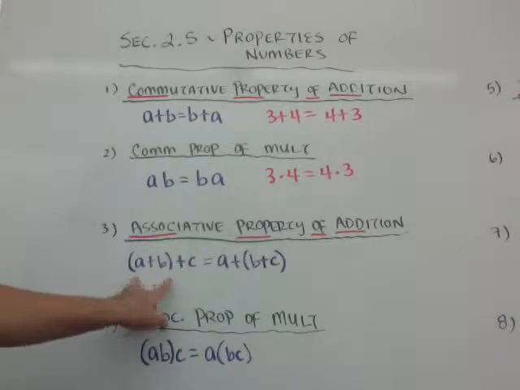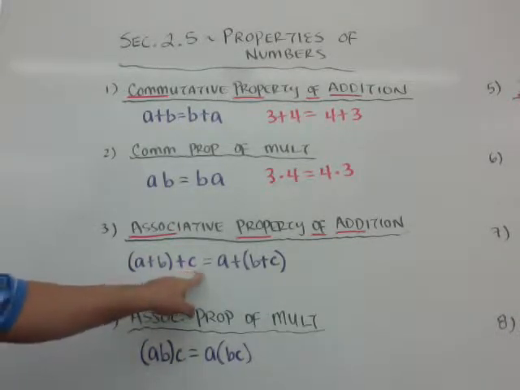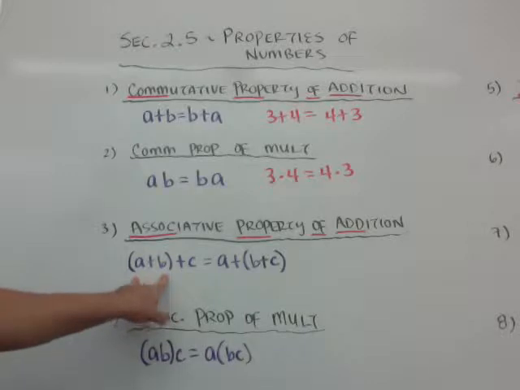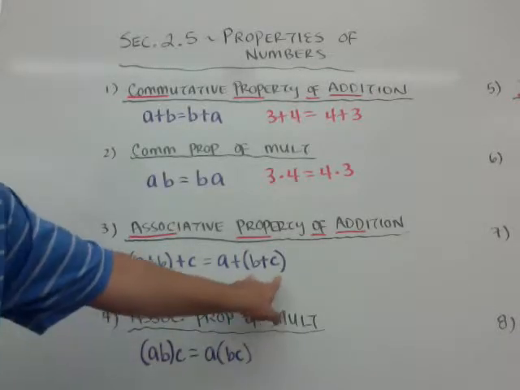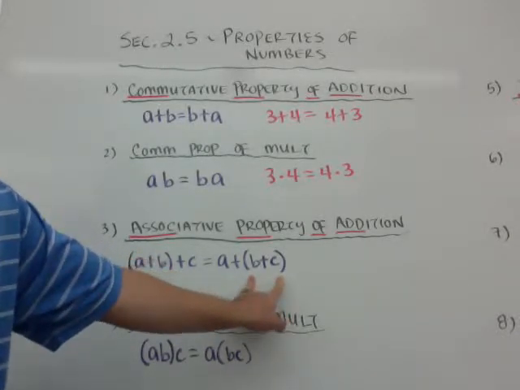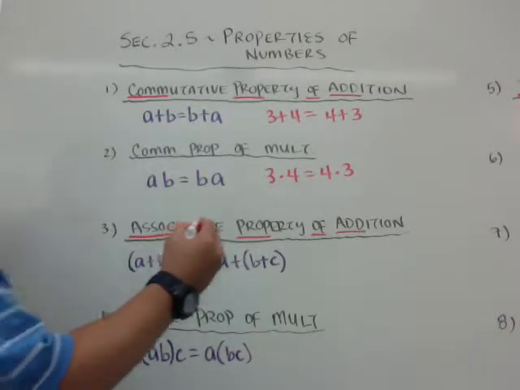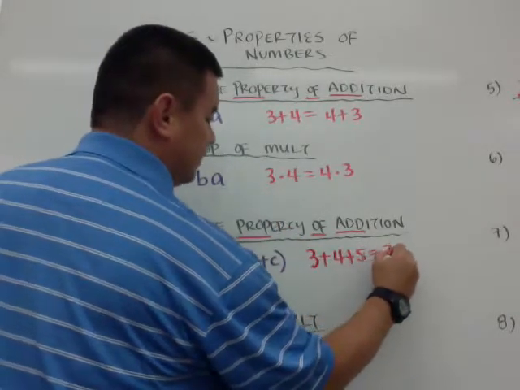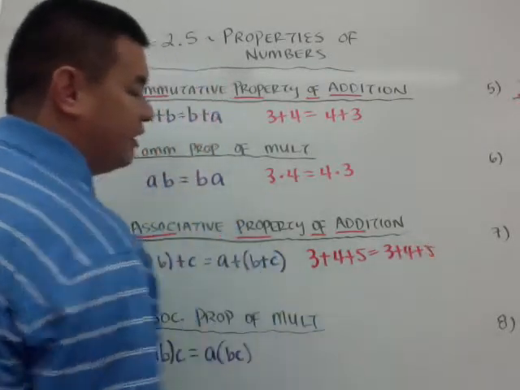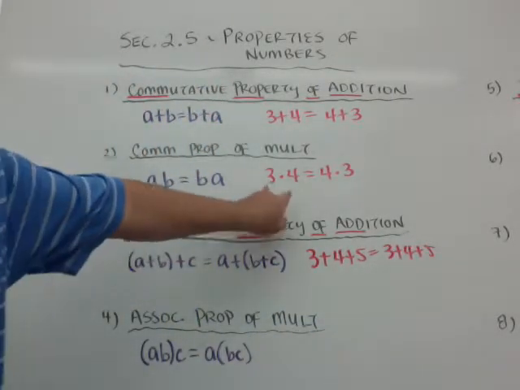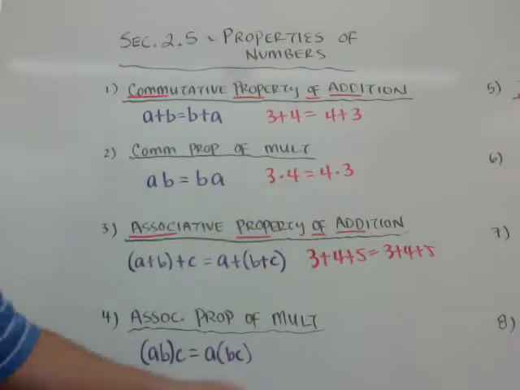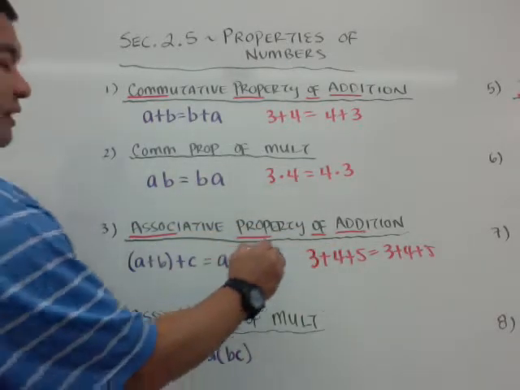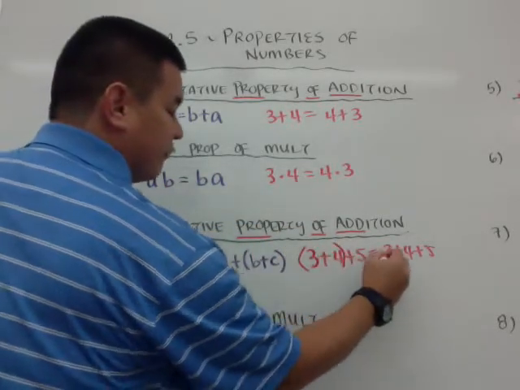So for example, if I have A plus B plus C, is equal to, instead of doing the A plus B first, I could actually group the B with the C first, and it comes out the same. For example, 3 plus 4 plus 5 is equal to 3 plus 4 plus 5. And if you notice, in the commutative, the order changes, but in the associative, it stays the same. The only thing that changes is the grouping.